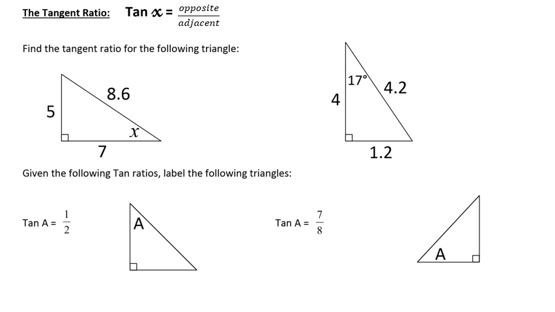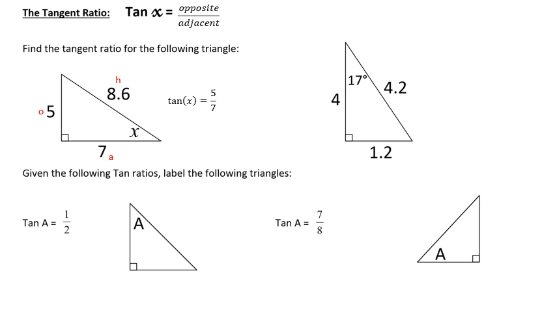So we have to find the hypotenuse, which is across from the right angle, which is 8.6. My opposite side, which is across from the relevant angle, or the x, which is 5. And my adjacent side, which is next to my relevant angle, which is 7. So 8.6 is my hypotenuse, 5 is my opposite, and 7 is my adjacent. But since tangent is opposite over adjacent, and my opposite is 5, and my adjacent is 7, I know that tangent is 5 over 7.